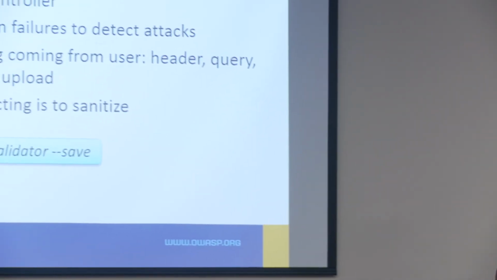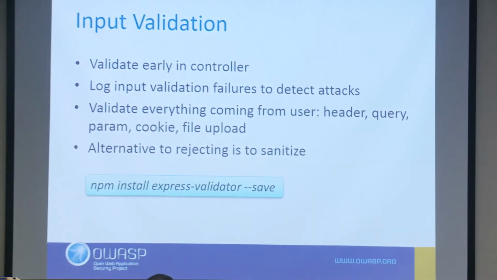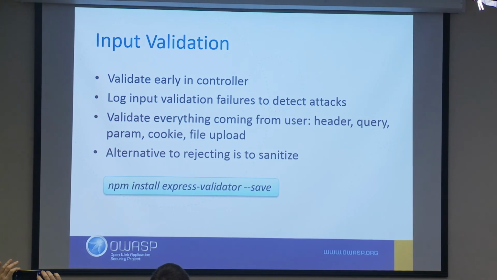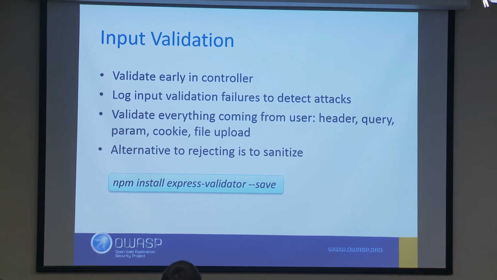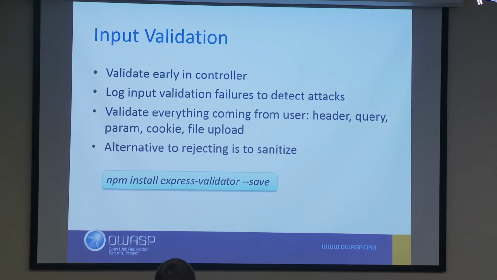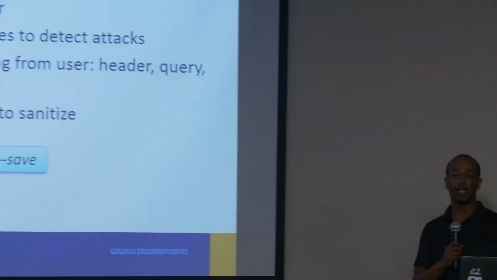So one of the things you do is validate your input early in the controller, before you waste any CPU cycles on the data and before it gets to any of your business logic. You should log your input validation failures, because that's the only way you can tell if you have any false negatives or any ongoing attacks that are happening in production. Like I was saying, any input coming from the user could cause an injection.